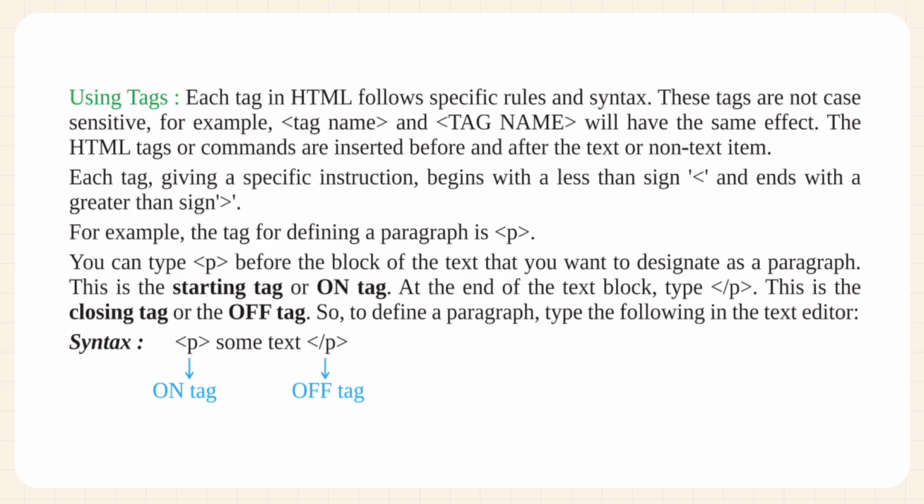For example, the tag for defining a paragraph is P. You can type P before the block of the text that you want to designate as a paragraph. This is the starting tag or on tag. At the end of the text block, type P. This is the closing tag or the off tag. So, to define a paragraph, type the following in the text editor.